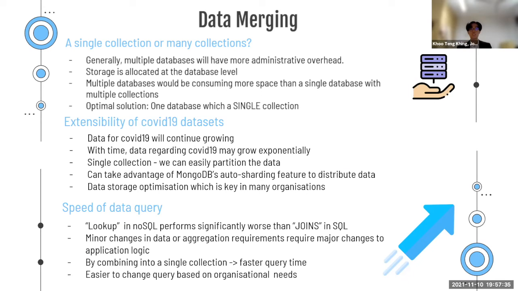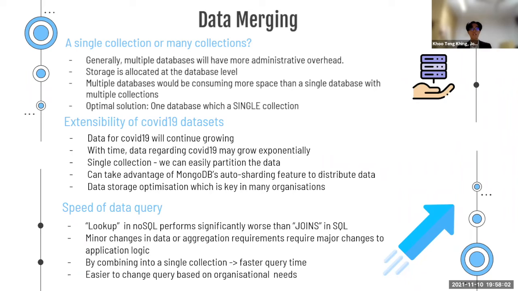By merging into a single collection, we can easily partition the data and take advantage of MongoDB's auto-sharding feature to distribute the data. This allows data storage optimization, which is central to many organizations. By merging the collections into a single collection, we can improve the speed of querying. This is because the lookup function in NoSQL performs significantly worse than joins in MySQL.